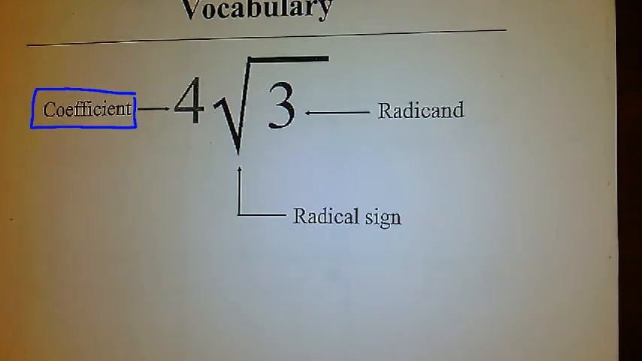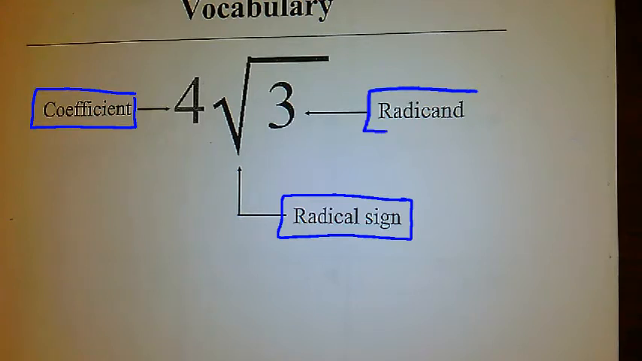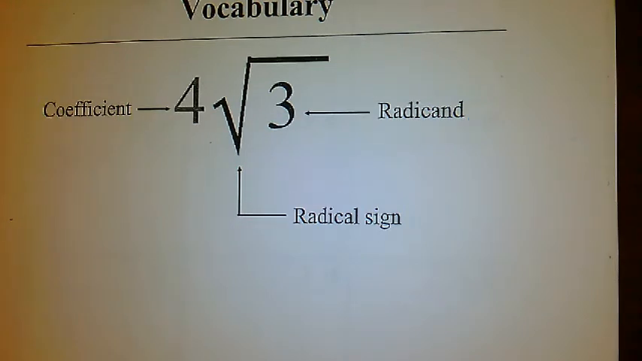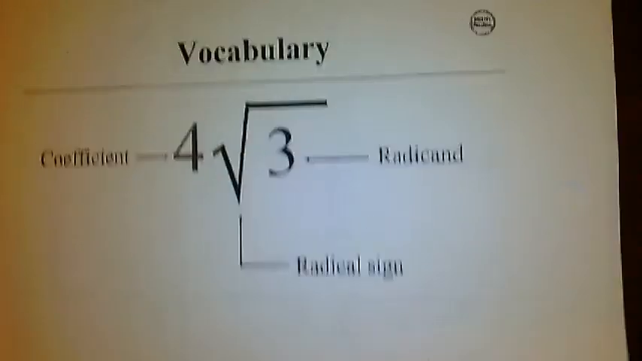The next thing I want to talk about is the radical sign. Before we've called this a square root, which is fine if you call it that, but you need to know the word radical. If I say to put something in simplest radical form, what we're doing today, that's what I'm referring to. And the radicand is the number underneath the radical.